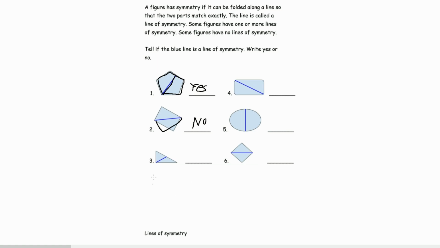Number three, we have the line of symmetry right here. If you flip this figure over the line, then it would go like that. So it does not match, so there the blue line is not the line of symmetry.